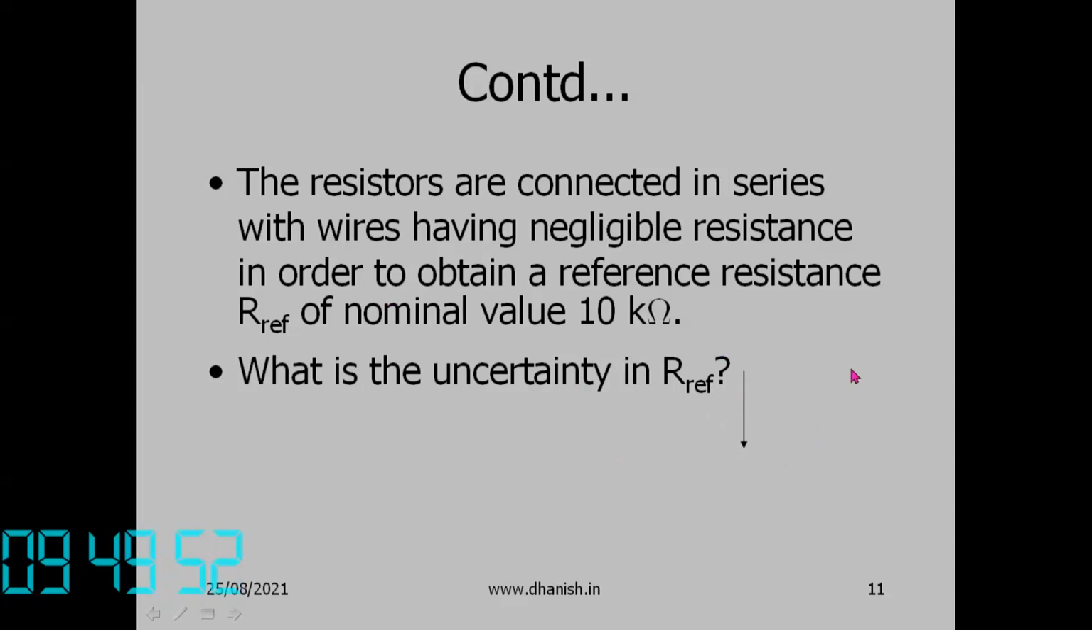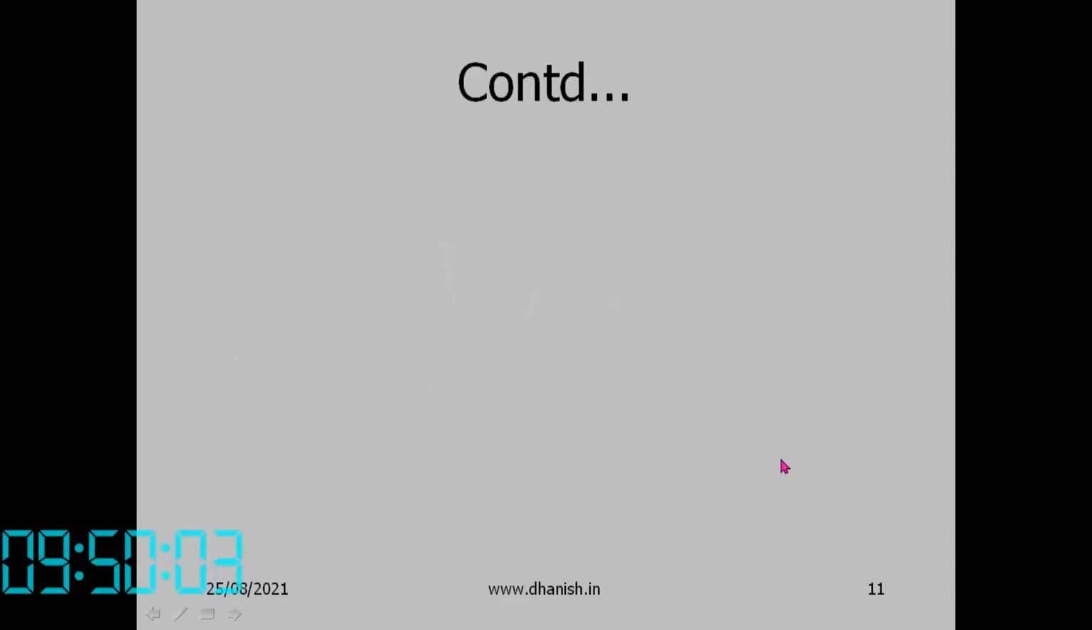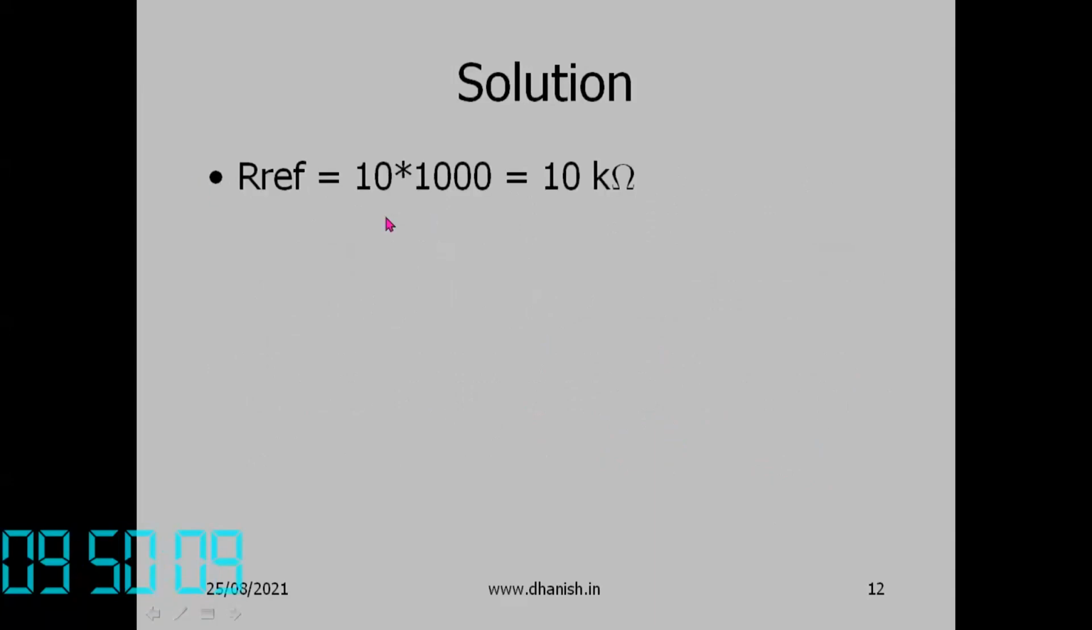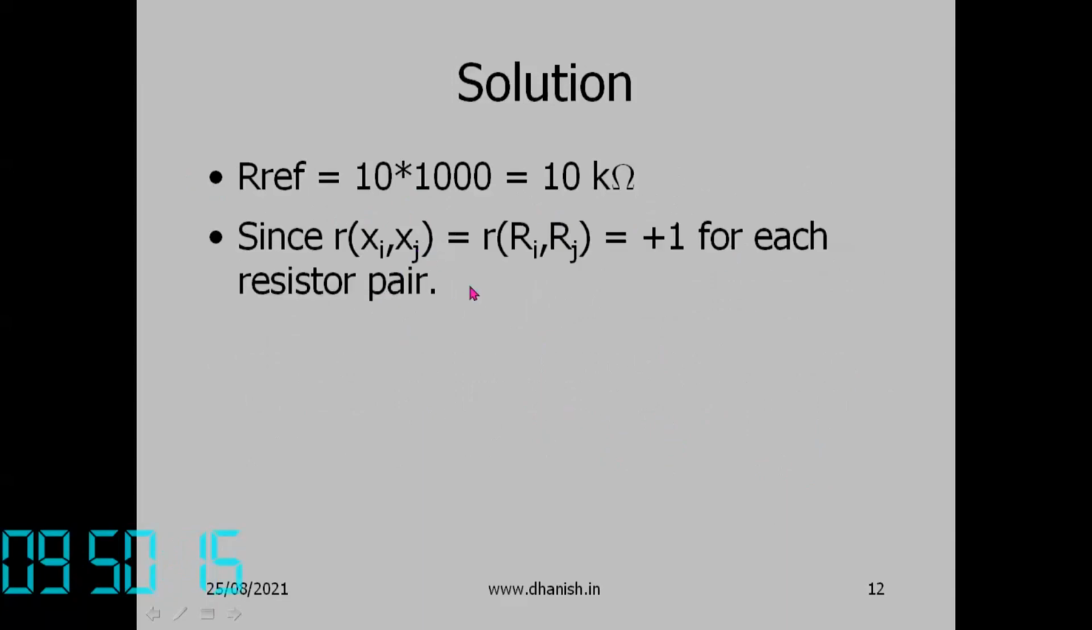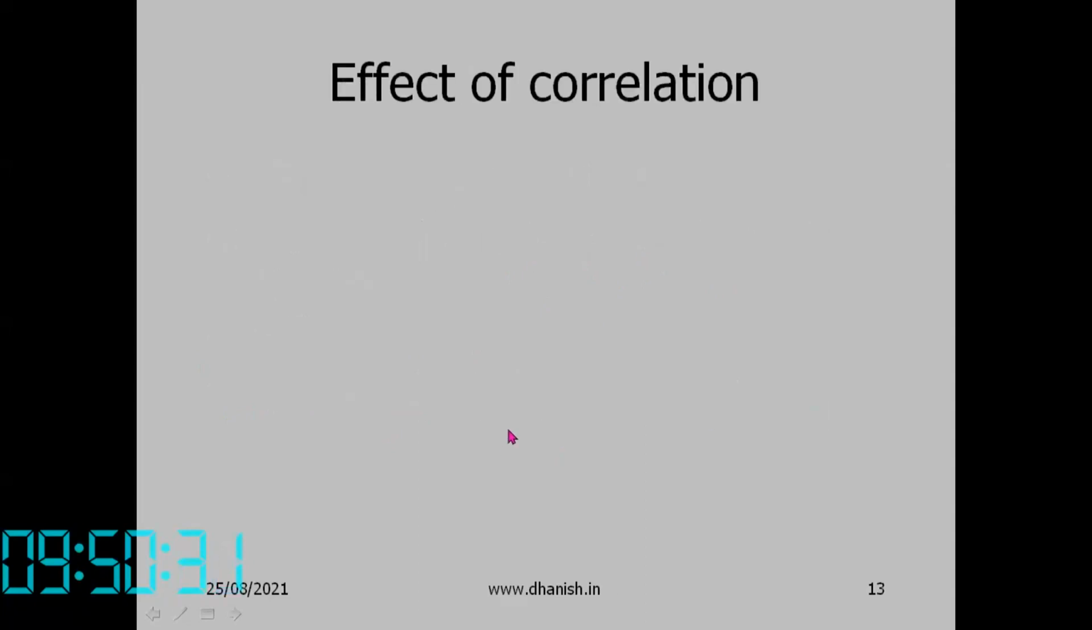So what will be the uncertainty in RF? So each resistance, the uncertainty is 100 milliohms. So 10 together, uncertainty will be 10 times this. RF equal to 10 into 1000 equal to 10 kilo ohms. So using the previous formula, all those r is plus 1 for each resistance pair. So combined standard uncertainty of RF equal to sigma into standard uncertainty of RS is 1 ohm. Okay.